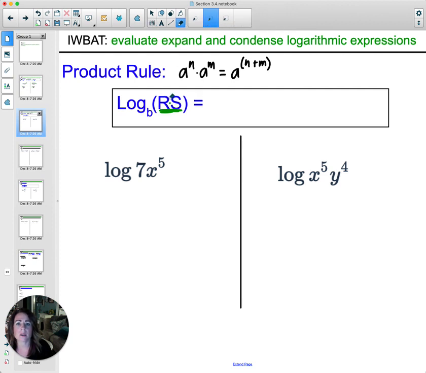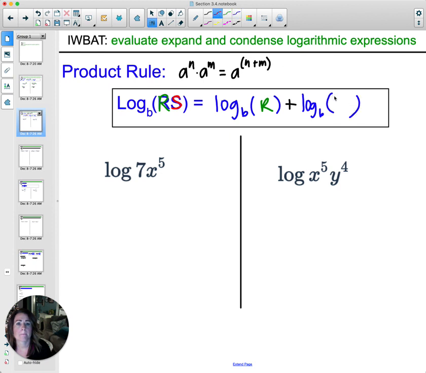So I'm just going to put some colors in here. We'll put R in green and we'll put S in red. Then what you're going to be able to do is split these factors up with the same log base, whatever this base is, and do the log of both factors, and you are going to add them. So you're going to split the factors up, put a log with both of them, and add them.